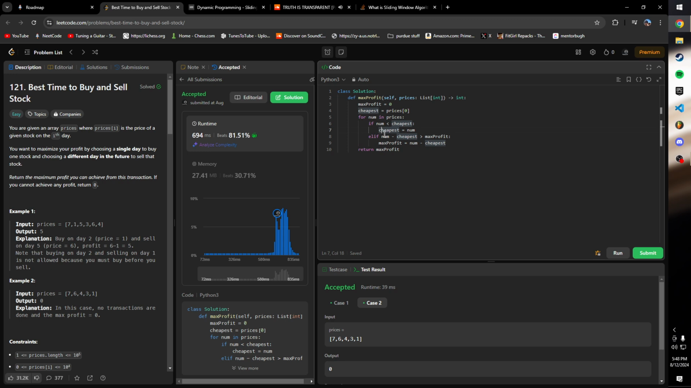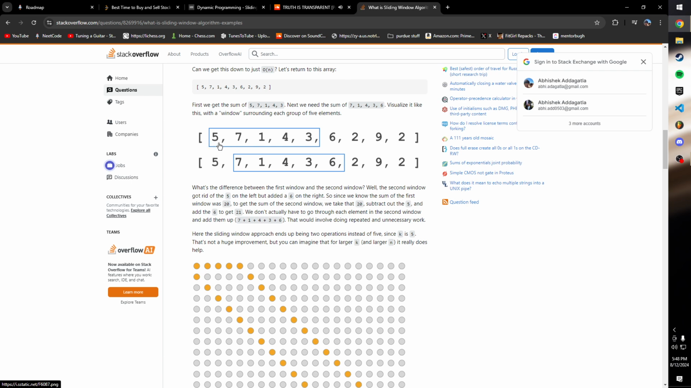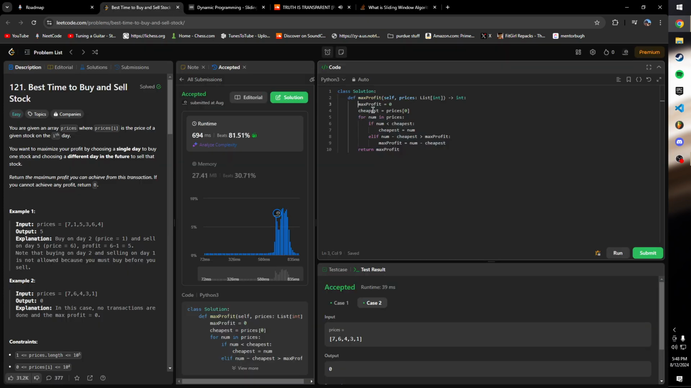Okay. So I kind of understand it, but I don't really understand the concept of sliding window completely. Also, this didn't seem like a sliding window problem because they're moving like this. Here we're keeping two separate variables that we're keeping track of, and they're just looping through the array.